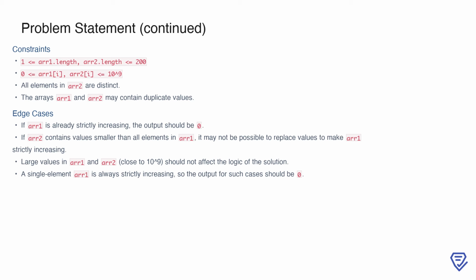The lengths of both arr1 and arr2 are between 1 and 200, and their elements can range from 0 to 10 to the power of 9. Additionally, all elements in arr2 are distinct, but arr1 and arr2 may contain duplicates.